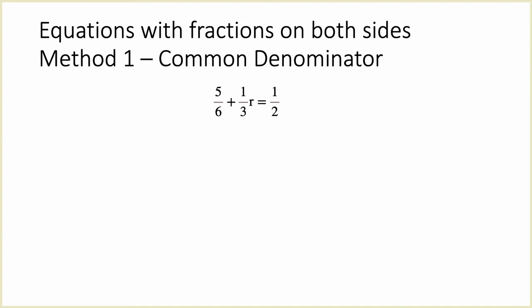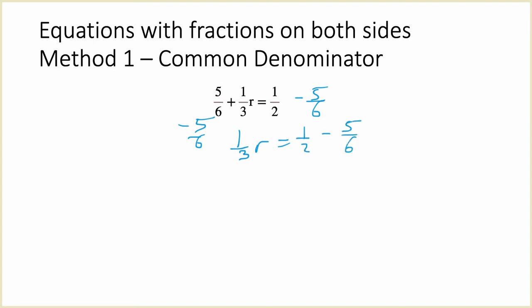So the first thing I'm going to do is get my variable sorted by itself, get my 5/6 over by my 1/2, which is a like term. So I'm going to subtract 5/6 from both sides. And now I have 1/3 r equals 1/2 minus 5/6.